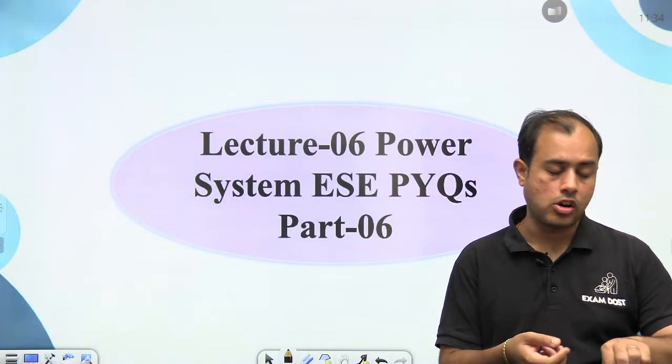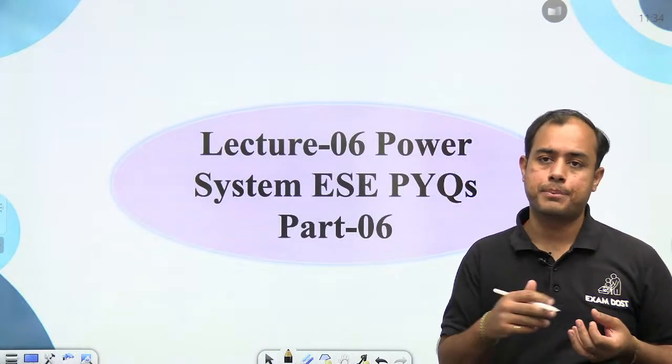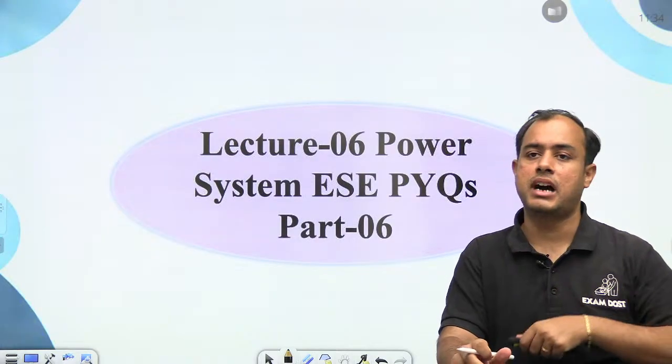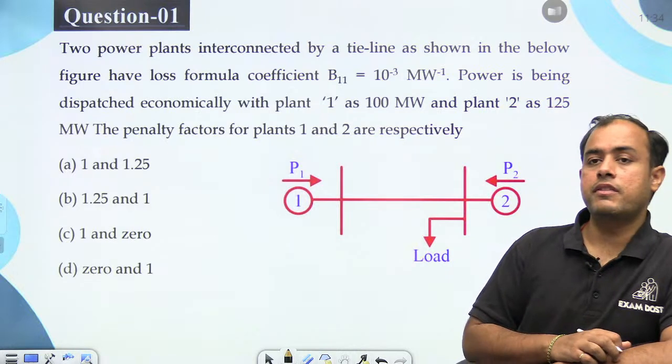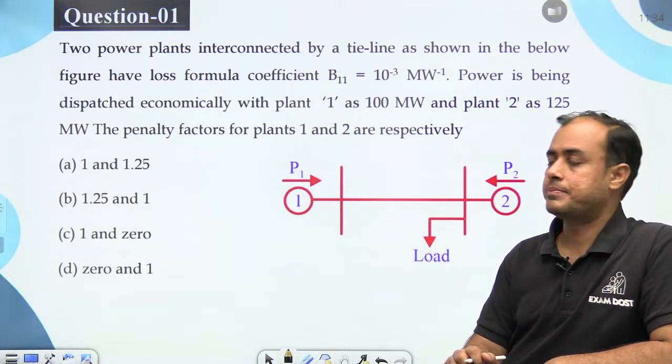Part number 6 of Power System. This is the last part of your Power System series. And from tomorrow, we will be starting analog electronics. So today we will be discussing questions based on economic load dispatch.